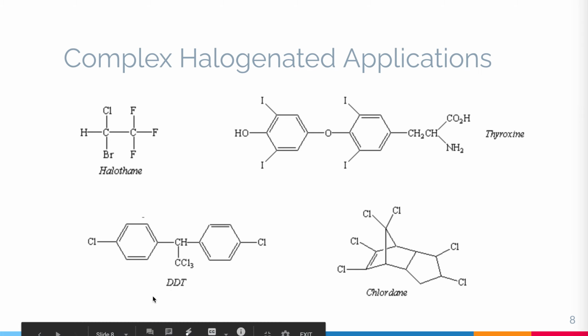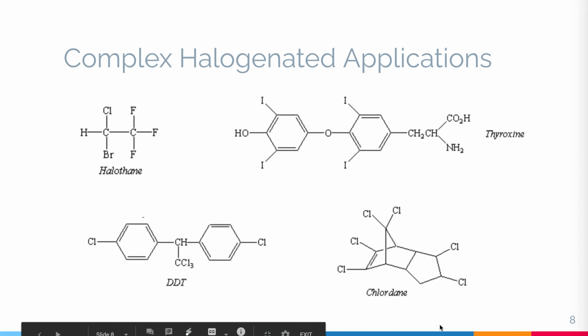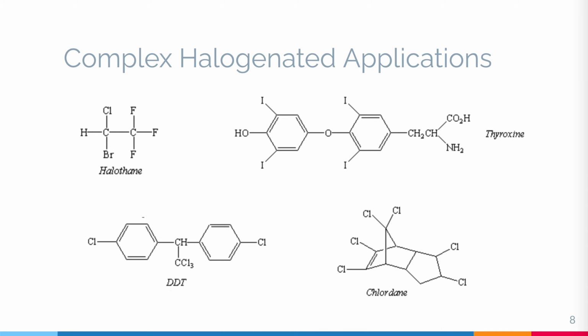DDT, seen here, is an insecticide that was shown to accumulate in the fatty tissue of birds and other wildlife, causing liver cancer. In 1972, DDT was banned by the EPA. The last one, seen here, chlordane, is a potent insecticide that was used to control termites until it was banned by the EPA in 1988.